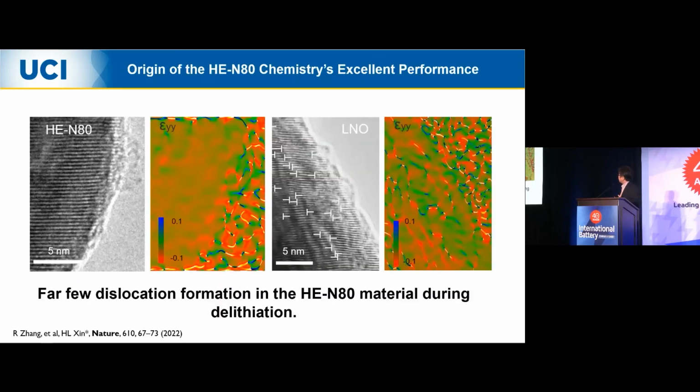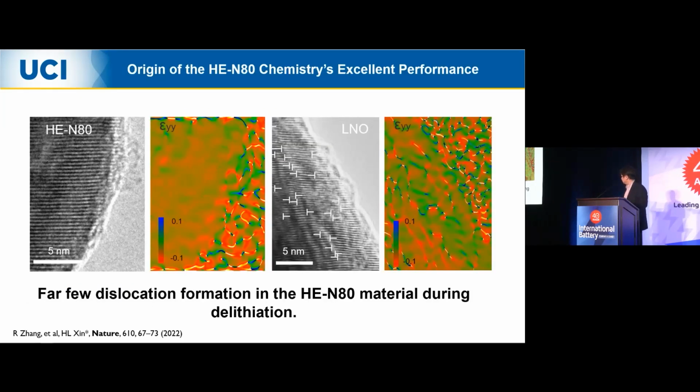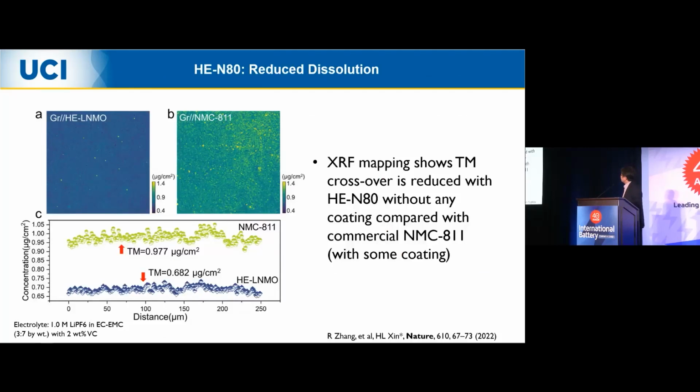And of course, as you delithiate, this is an in situ TEM study that basically shows much less dislocation forms in our NAT material compared to lithium nickelate, right? There's a great reduction in dissolution, although our material is not coated. There's no coating, and the commercial A11 is actually coated. So the dissolution measured on the counter electrode is much less.